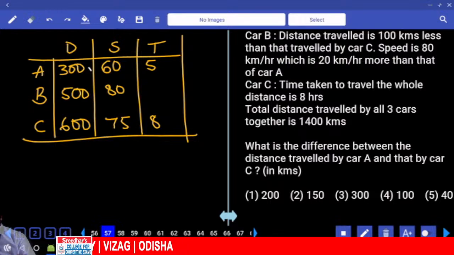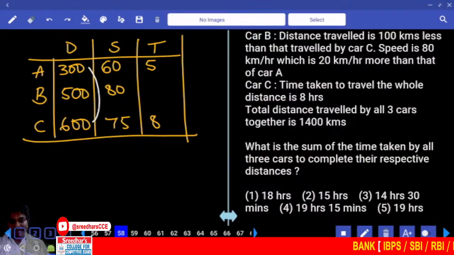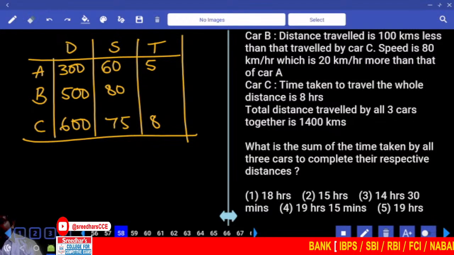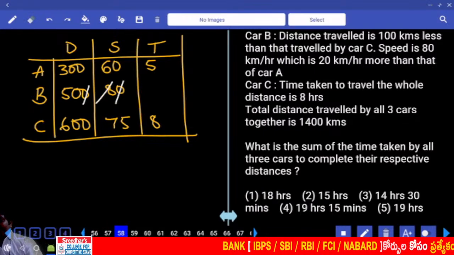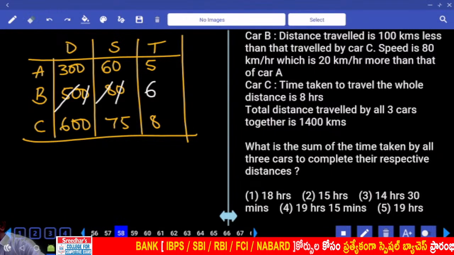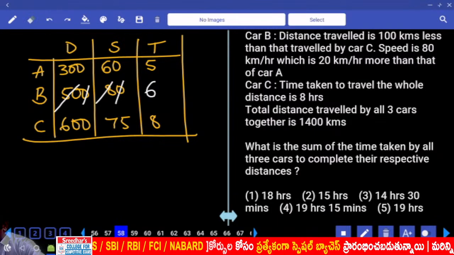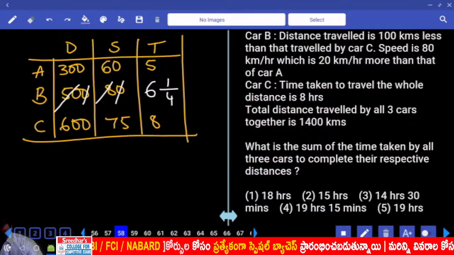Next. What is the difference between distance traveled by A and C? 300 and 600, difference 300. What is the sum of time taken by all 3 cars to complete their respective distances? B's time we have to calculate. First of all, the zeros can be cancelled. 8 how many times is nearby 50? 6 times, 6 times 8 is 48. How much is left? 2 by 8, a fraction, which is 1 by 4 hours.